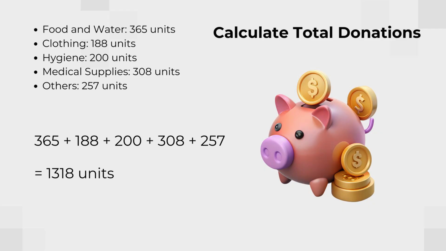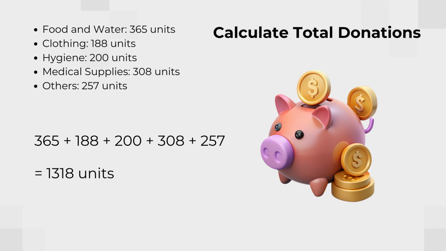Let's break it down into simpler words. This equation measures the uncertainty or information content in a system. For our case, we are going to solve if the donations are sufficient. We have 365 units of food and water, 188 units of clothing, 200 units of hygiene, 308 units of medical supplies, and 257 units of other items.